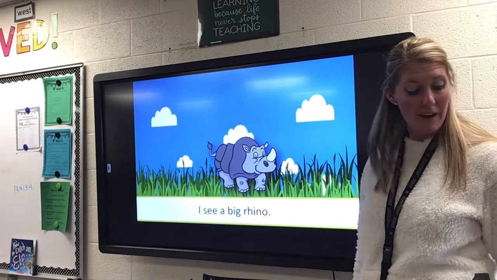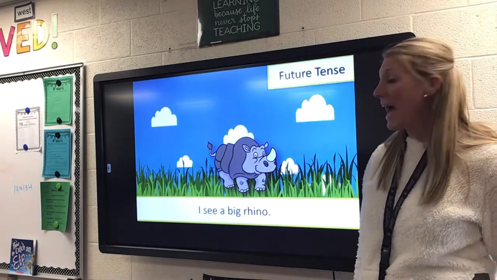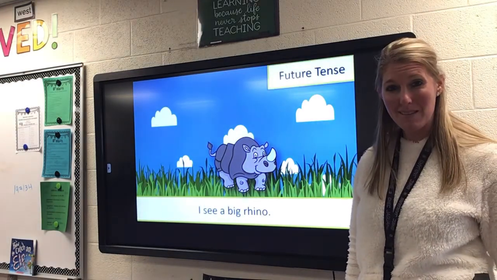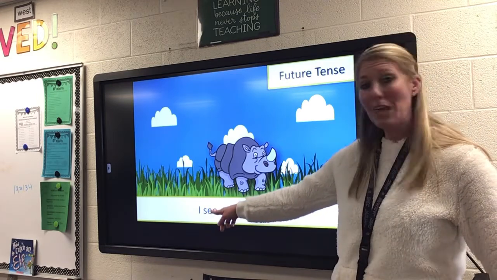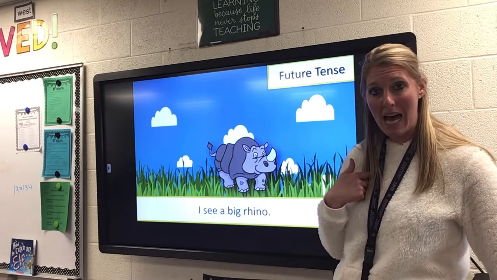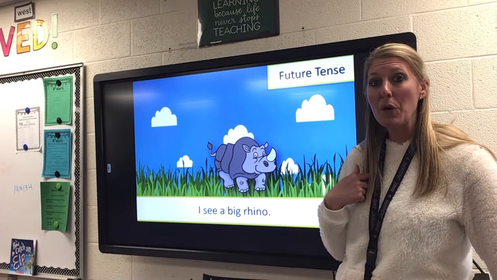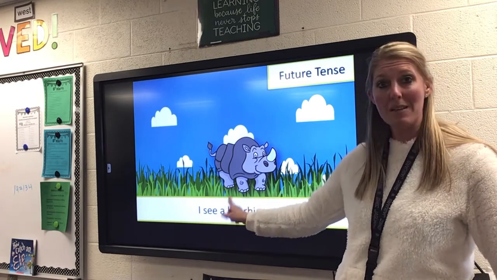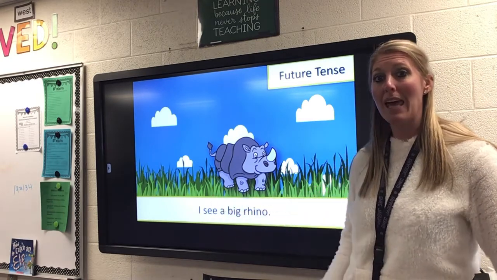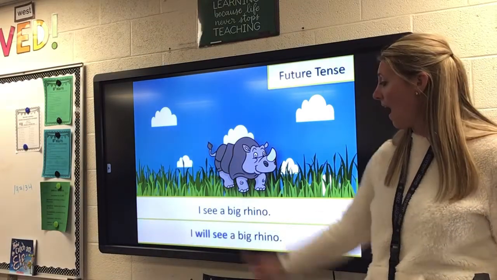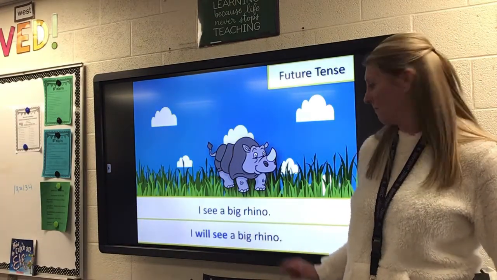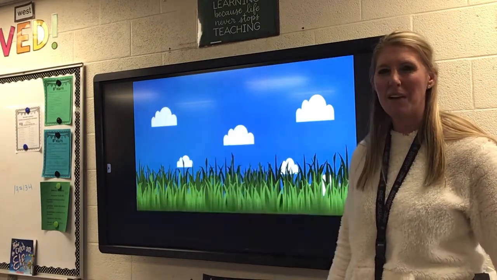I see a big rhino. Now, how do I make that the future tense? So I'm going to use my subject I, and I'm going to put the word will in front of my verb see. So I'm going to say I will see a rhino. I will see a big rhino. I'm sorry, I missed the word big. Big rhino.